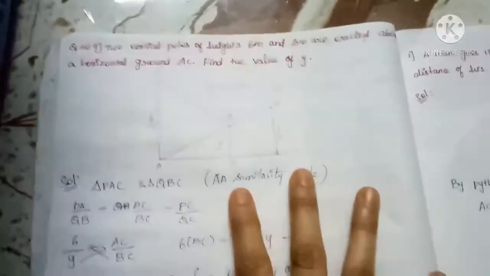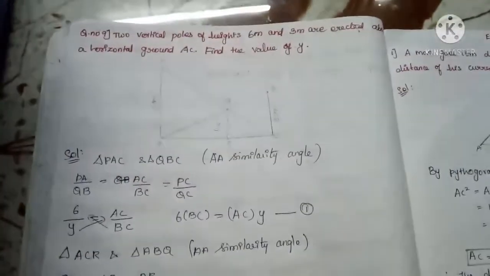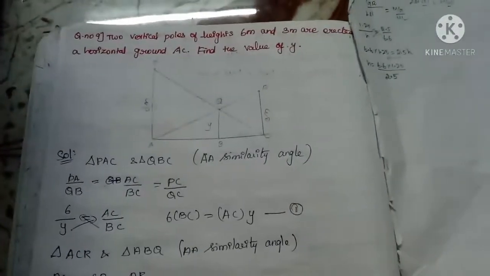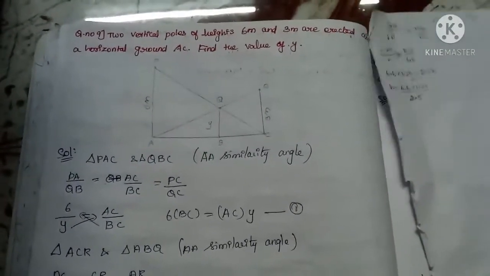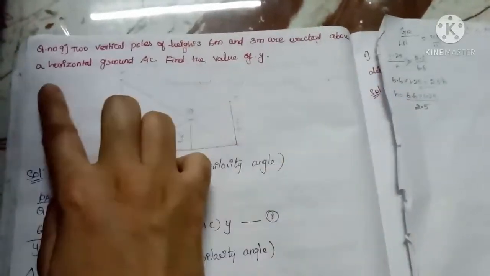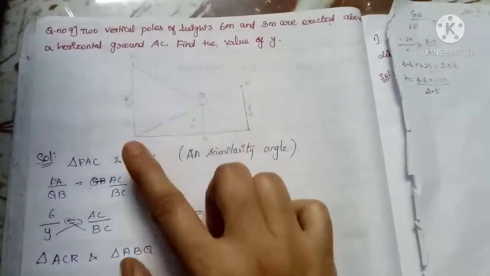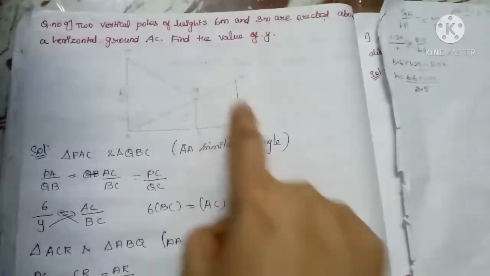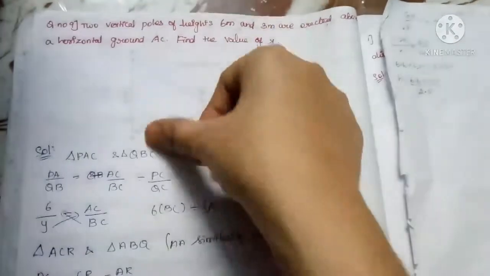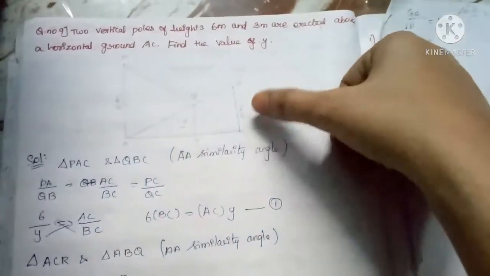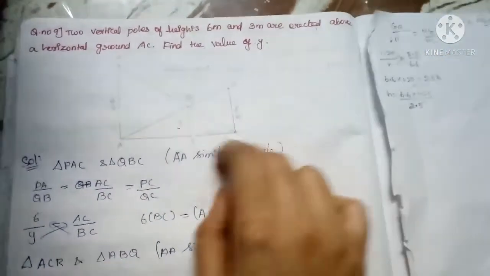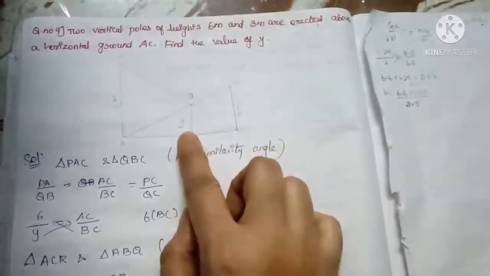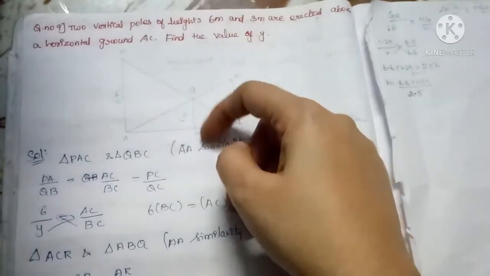Question number 9 from exercise 4.1. Two vertical poles of height 6 meter and 3 meter are erected above a horizontal ground AC. Here the horizontal ground AC, and two poles P and R are erected. Height of AP is 6 meters and height of RC is 3 meters. Find the value of Y. Here the intersection point is mentioned as Y.